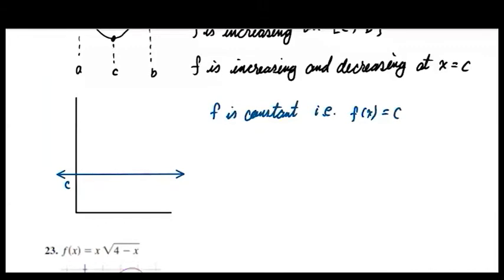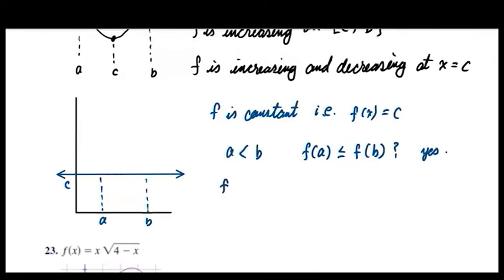In this case, is f increasing everywhere? Say this is A, this is B, right? Let's check with our definition. A is less than B, right? And then the question is, is f of A less than or equal to f of B? Yep. The answer is yes, right? Which means f is increasing everywhere.